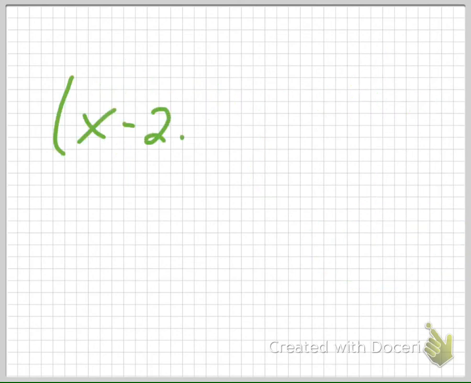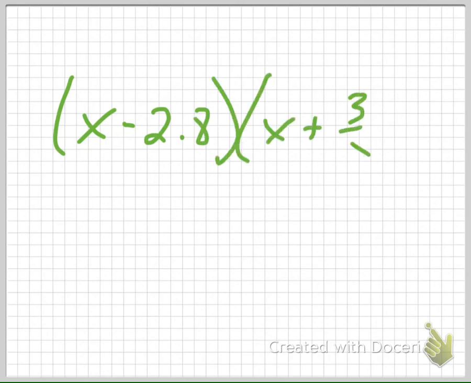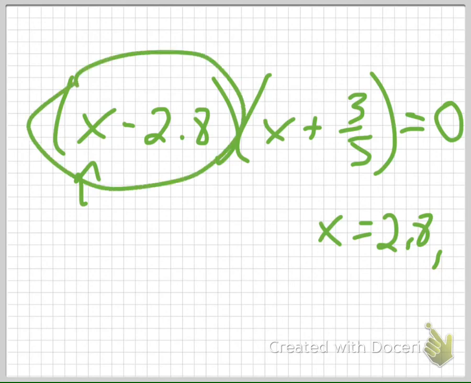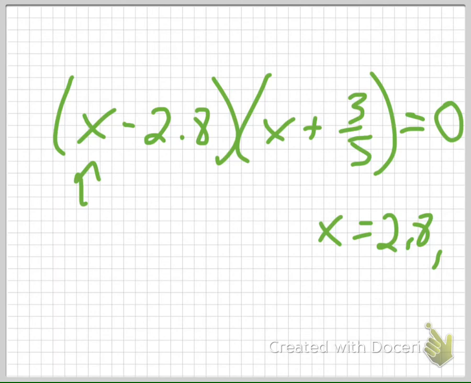x minus 2.8 times x plus 3/5 equals 0. What is the solution? Negative 2.8, so it would be a positive 2.8. Agreed? So x equals 2.8 or negative 3/5. You see what I'm saying? Whatever's going to make either this be 0 or this be 0, anything times 0 is 0, right?